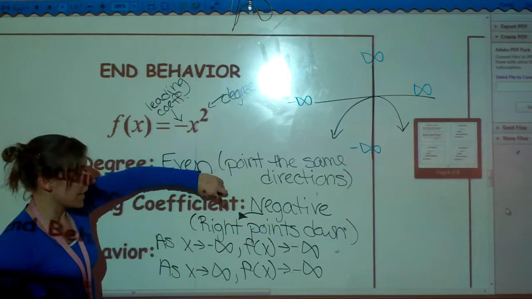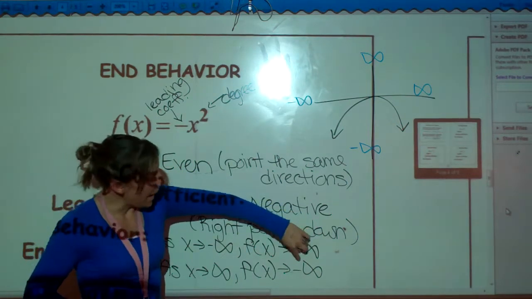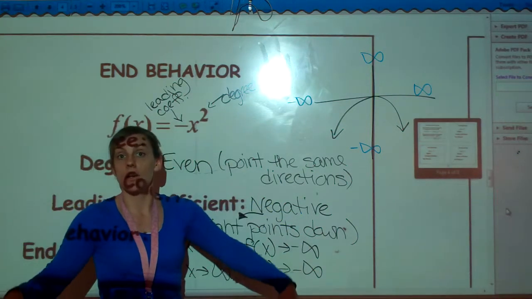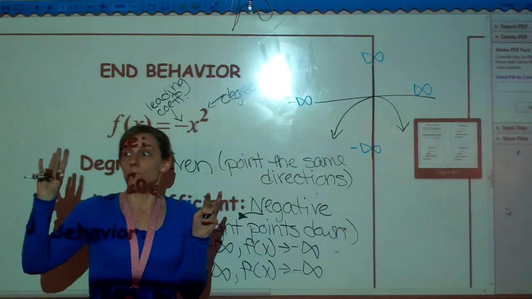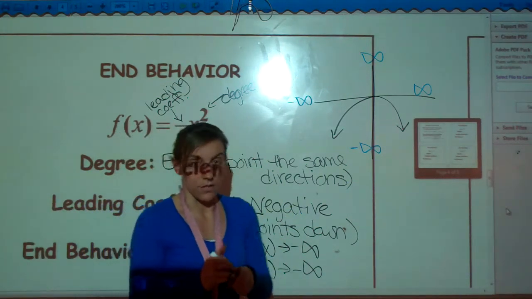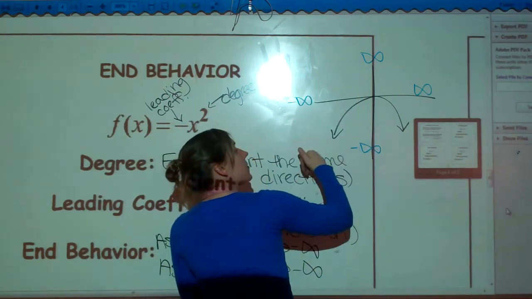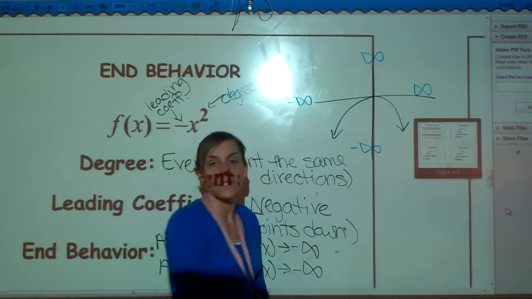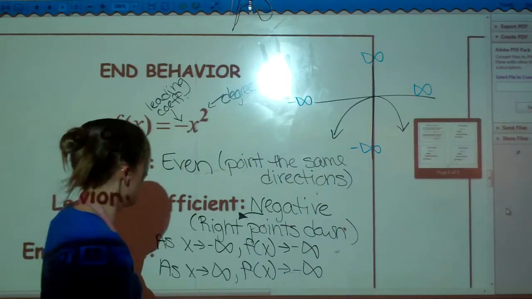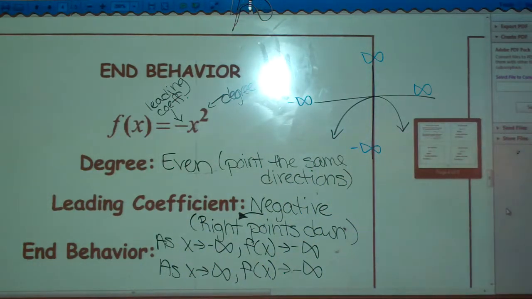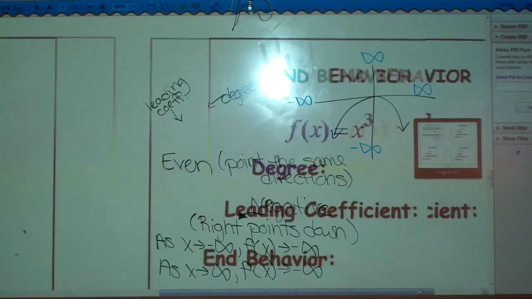So this is what it's saying. The right points down and the left points down. They both are going to go down, whether we're looking at the left side or the right side of the graph. You don't have to graph it, but graphing it helps us see it's going down as we go left and it's going down as we go right. Okay? All right, so the next one.